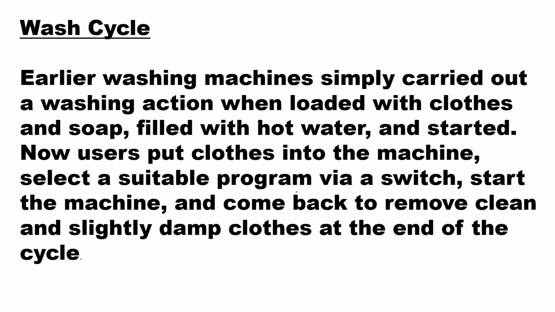Note that earlier washing machines simply carried out a washing action when loaded with clothes and soap, filled with hot water and started. Now, users put the clothes into the machine, select a suitable program via a switch, start the machine, and come back to remove the clean and slightly damp clothes at the end of the cycle. So the first cycle is washing the clothes. That is the wash cycle.